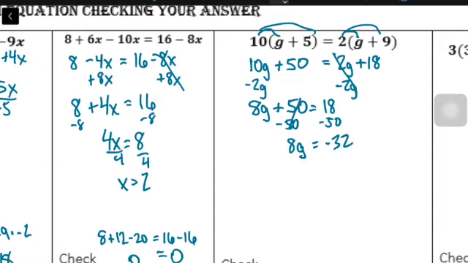equals negative 32. We're going to divide by 8 and divide by 8. And you're like, stop going so fast. Pause me. Always, guys, pause it when you need to. So we got g equals negative 4.